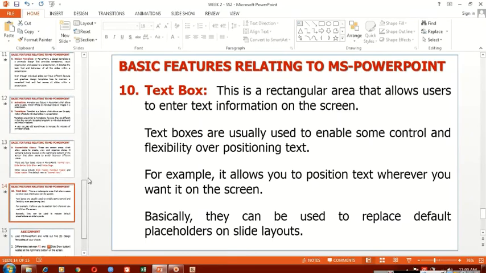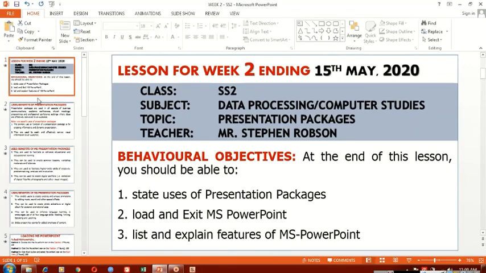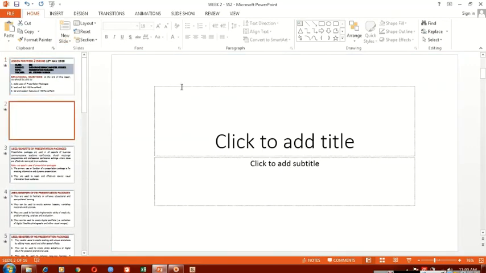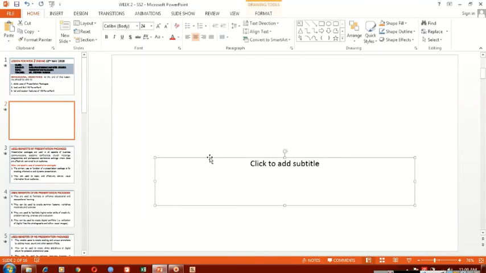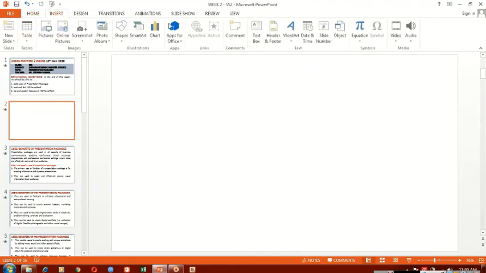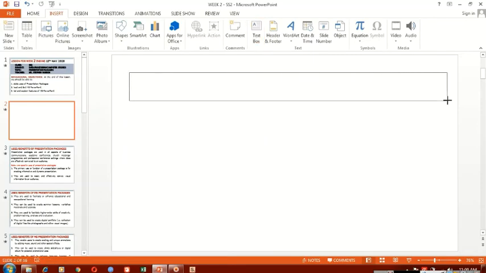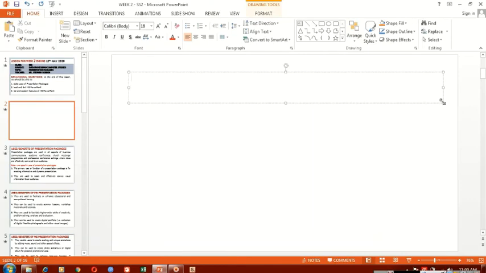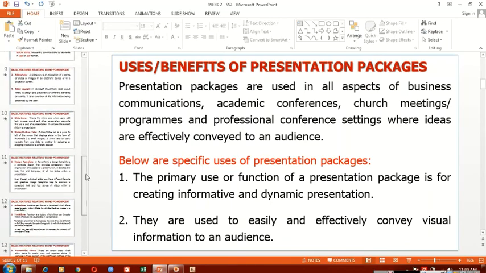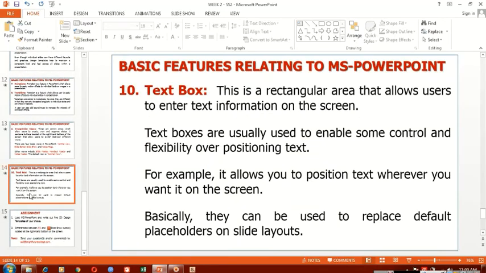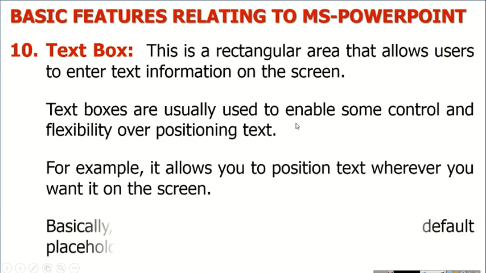Now let's get back to that. If you insert a new slide now, you have placeholders. So if you don't want these default placeholders, you can delete them. Just click and do what? Delete. And now click Insert, Text Box, and draw your own text box. So by so doing, you have replaced the default placeholders that came with the slide layout that you chose. Okay, so that is what that explains. Text box. I hope you are with me.